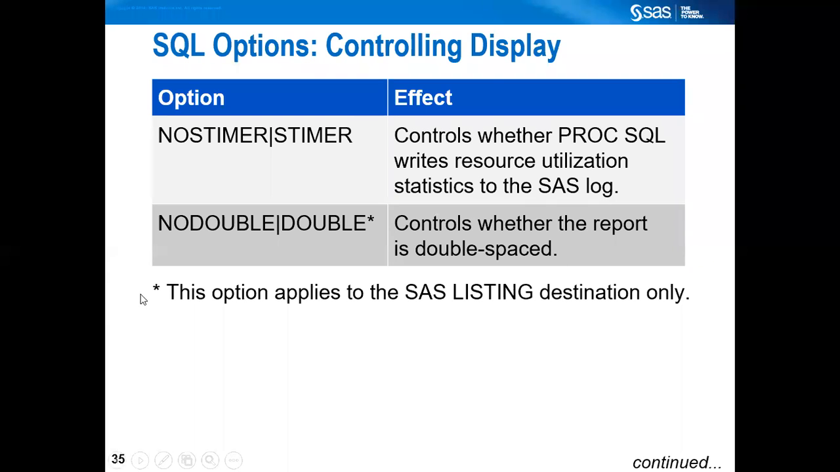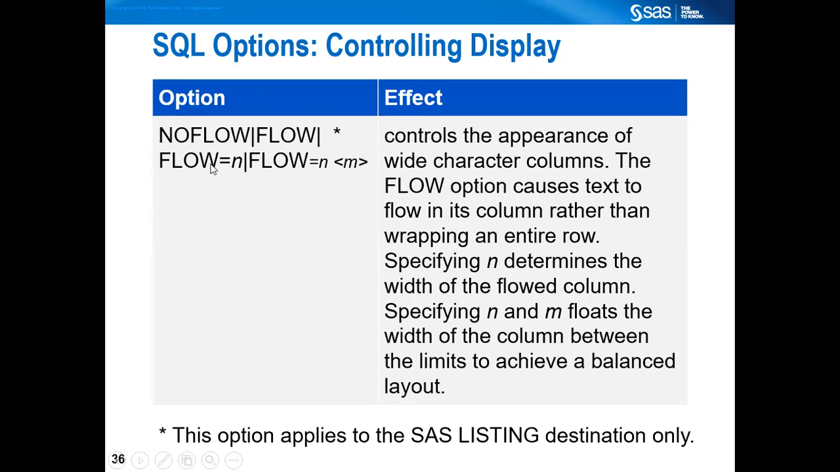Okay. This option LISTING is not the default destination for your result window. Listing lists, so this option applies to the SAS listing destination. As I said, it works best with 9.4 and of course EG. Double spacing also, NODOUBLE spacing. This works best only with 9.4 and EG output. The same goes with FLOW and NOFLOW. That also works best with the 9.4 version of your software.